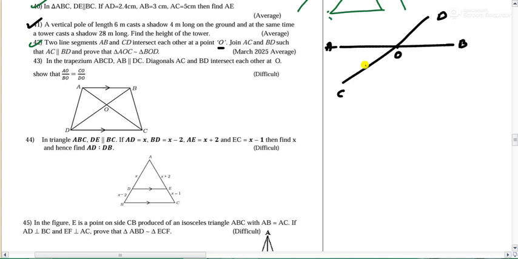Next, join AC and BD, such that AC is parallel to BD. AC should be parallel, so this should be straight like this. Got it? These two are parallel. Next, prove that triangle AOC is similar to BOD. Now can you try?